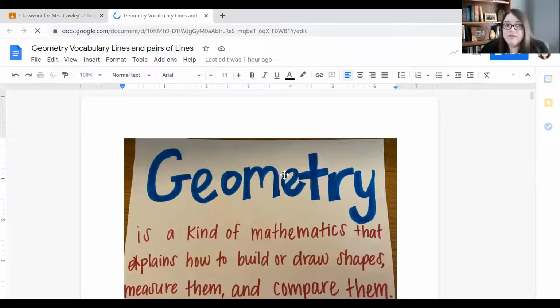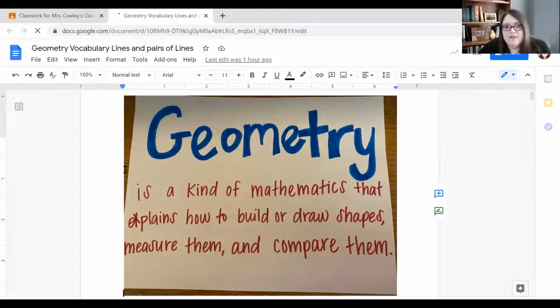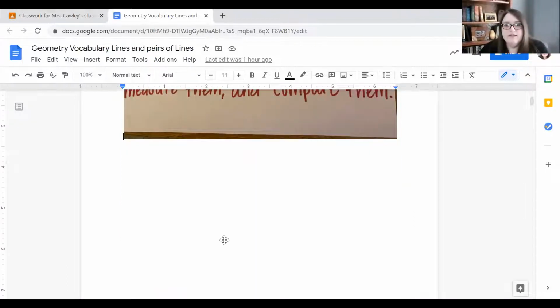And I know a lot of you are like, I know what a line is, and that's wonderful. But this is more a review for you, or maybe you don't really know the definition of a line. So this is new for you, and that's fine either way. So let's look at these definitions. Geometry. So geometry is a kind of mathematics that explains how to build or draw shapes, measure them, and compare them. Okay.